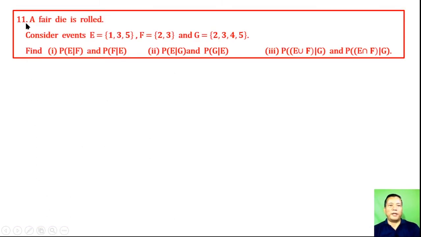Question number 11. A pair of dice is rolled. Consider the events E consisting of 1 3 5, A consisting of 2 3, and G consisting of 2 3 4 5. Find P of E given A.